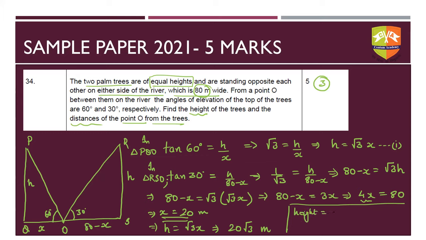is equal to 20 root 3 meters. And you can shortly write QO is equal to 20 meters. If you don't have time, you can write like this also. OS is equal to 60 meters. Make sure that you are writing all of them, three data you gave. Okay? Clear? So far, so good.